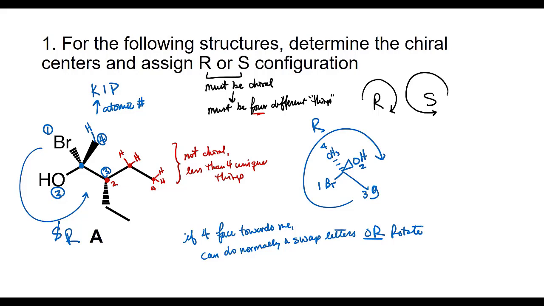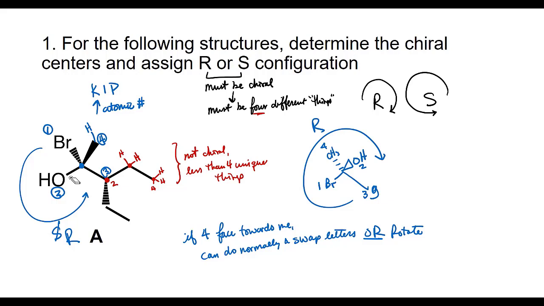Note if it's in the page, this trick doesn't work. So if my least priority was in the page, I would have to rotate to get the least priority into the page or away from me. Questions about how this works, R and S configuration? One more time. You said if it's in the page, you have to. So in the page means like here. If it's in the page, I cannot use this trick. I have to rotate. This only works if the least priority is facing out of the page towards me. Out of the page towards me, I can do it normally and switch, or rotate. Either one works. I like this way because it's a little faster.